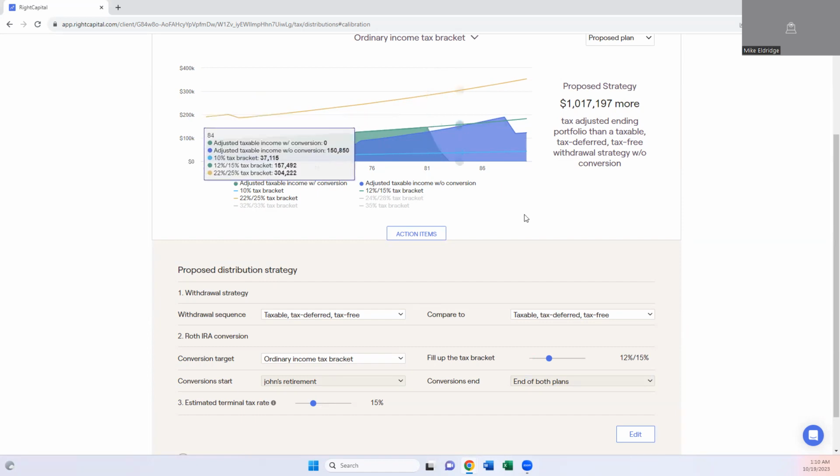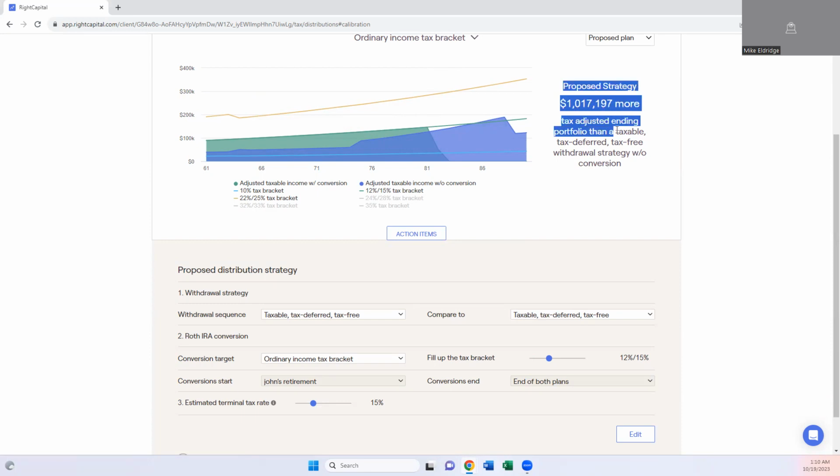And then everything's in Roth, right? And so you can see, okay, it's led to $1 million more, which is not inflation adjusted, so it could be possibly a lot less money. And you can see, okay, there's some value here.